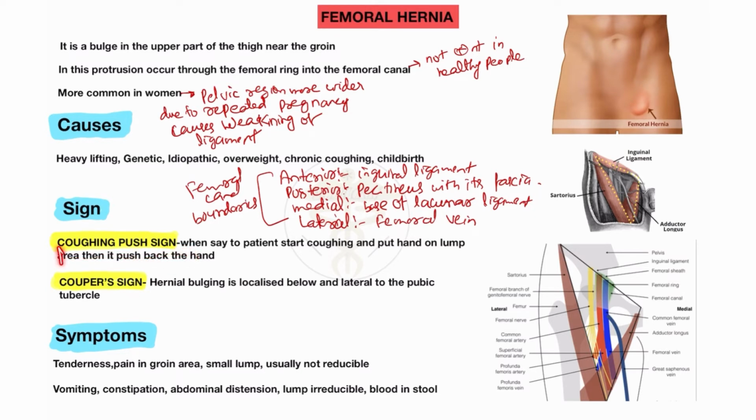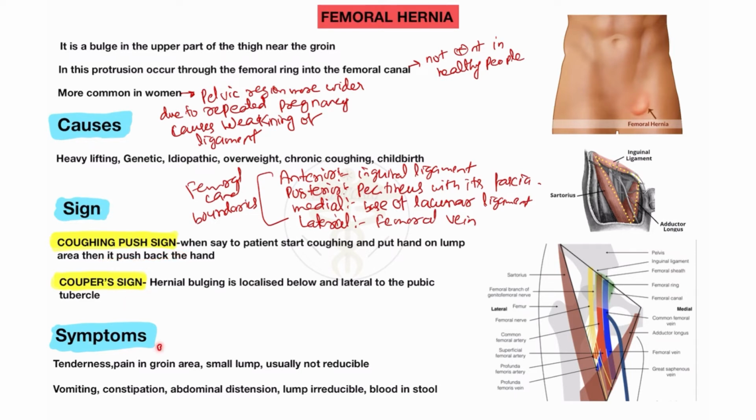So the first sign is the coughing push sign, and the second sign is the Cooper sign. In the Cooper sign, the hernial bulging is localized below and lateral to the pubic tubercle. This is called the Cooper sign. So you need to learn two signs of hernia: the coughing push sign and the Cooper sign.